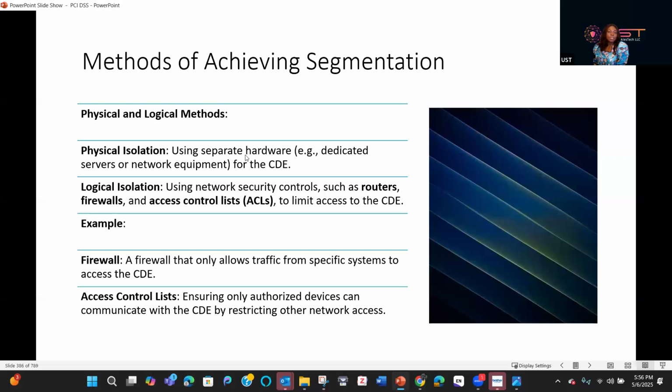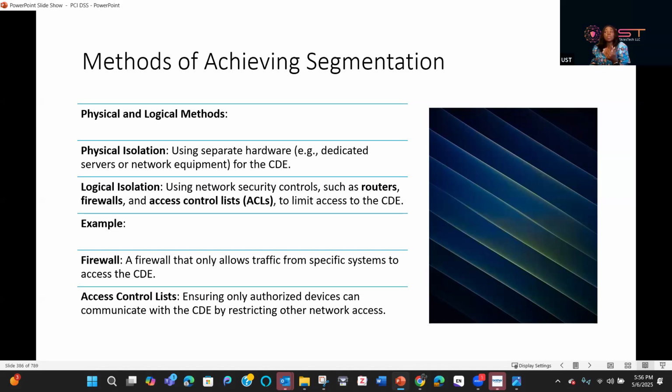But what are some of the methods of achieving segmentation? First, we have both physical and logical methods. Talking of physical isolation, what does it mean? Using separate hardware, for example, a dedicated server or network for the CDE. Remember, now we start talking about the infrastructure. So you want to use dedicated hardware for that, your router, your switch, or whatever, and dedicated software connected or related that will handle anything related to your payment card data pertaining to your CDE, the cardholder data environment.